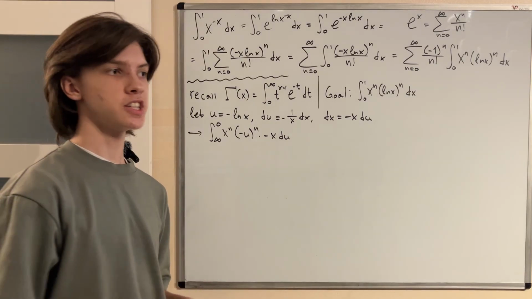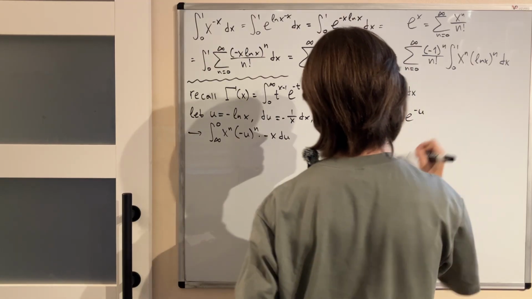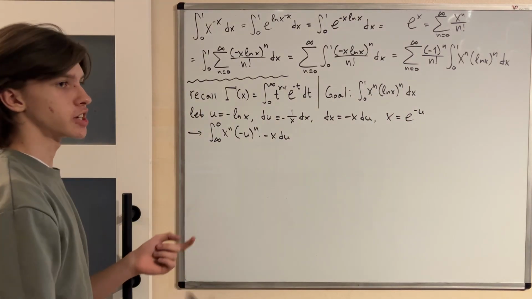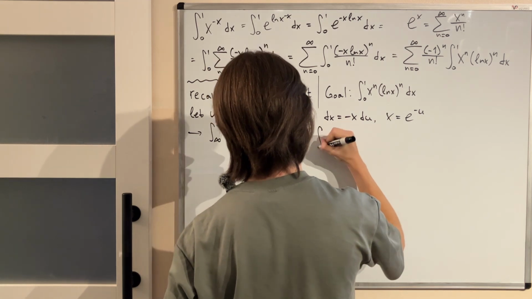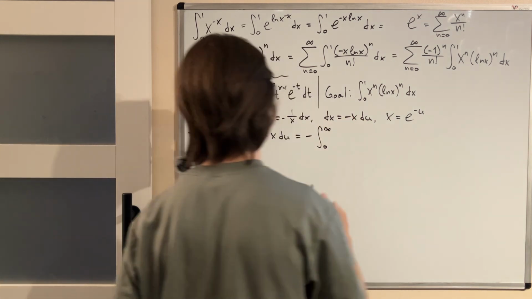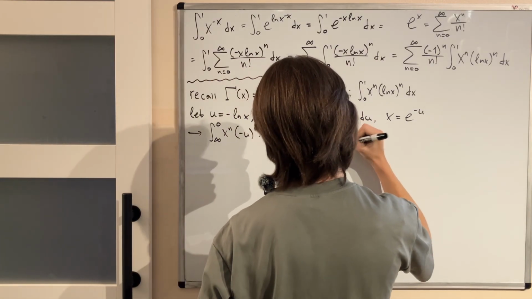We can simplify this integral first by noticing that x is equal to e to the negative u. Then we can swap our bounds of integration and take the negative outside to get that this is equal to the negative integral from 0 to infinity. Then this negative u to the n right here, I'm just going to put the negative 1 to the n outside.